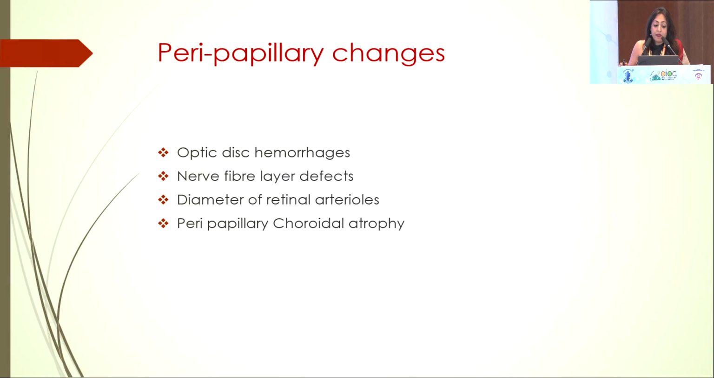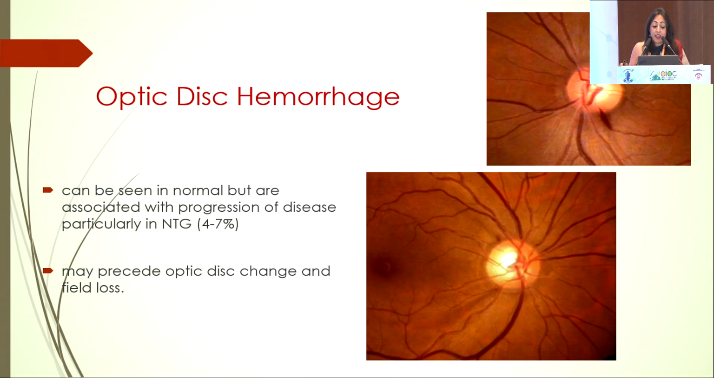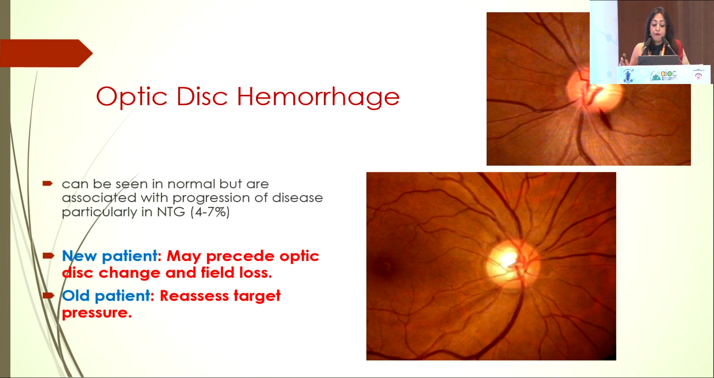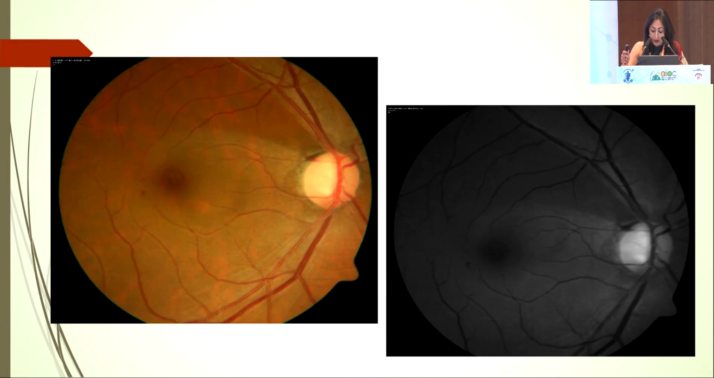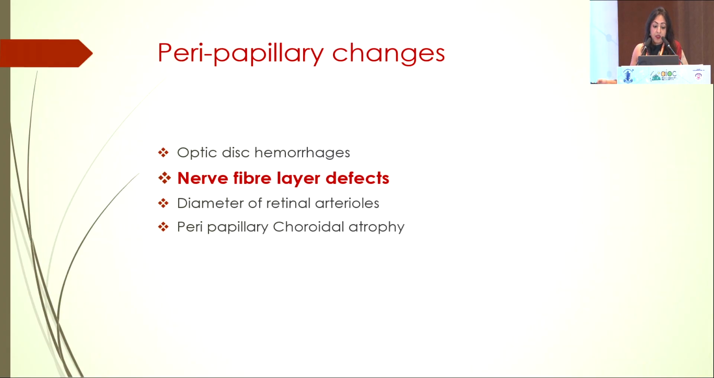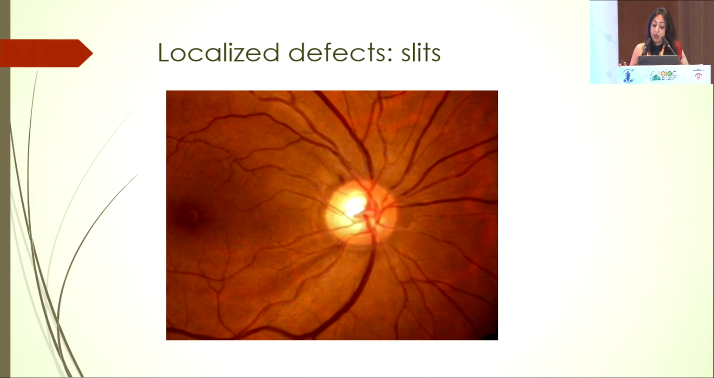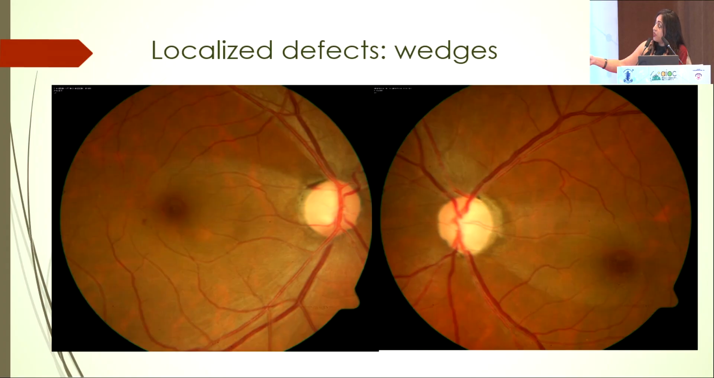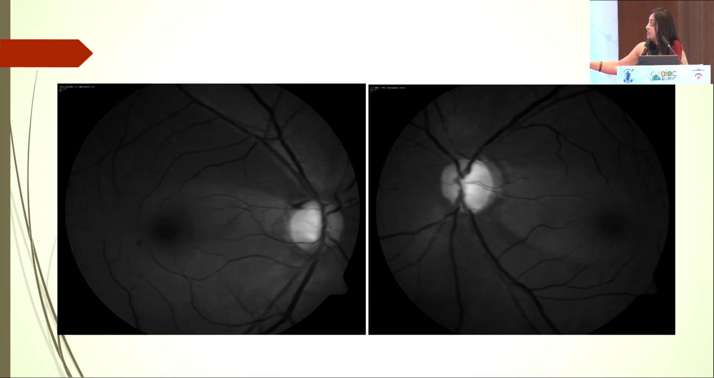Coming to the peripapillary changes, we may have optic disc hemorrhage, so it may precede an optic disc change or a field loss. If it's a new patient, it may precede the changes. If it's an old patient, you may need to reassess the target pressure. So many a times it's very small. You actually have to actively look for the disc hemorrhages. Nerve fiber defects may be localized, may be broad, wedge shaped like this, or may be diffuse like this.